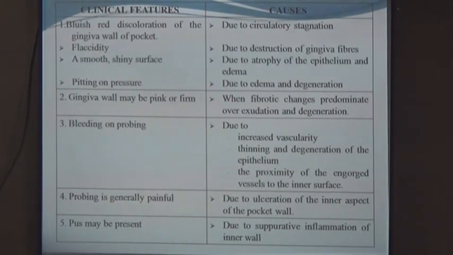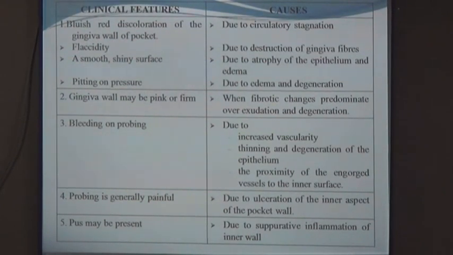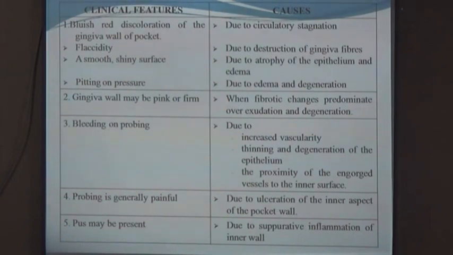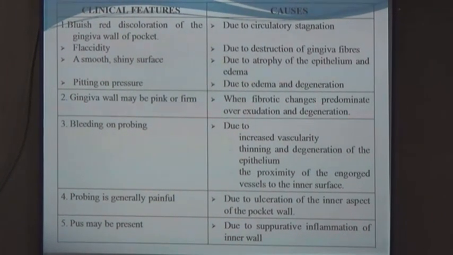Clinical features. Now we will see why there is a discoloration. What are the clinical features, and what is the reason for those clinical features? See, bluish red discoloration of the gingival pocket wall, flaccidity, and a smooth and shiny surface. Why? Due to circulatory stagnation. So in periodontitis there is a bluish red color because of circulatory stagnation. And due to destruction of gingival fibers, you are not getting a firm gingiva. Healthy gingiva is firm, but in periodontitis it is not firm, because of destruction of gingival fibers.